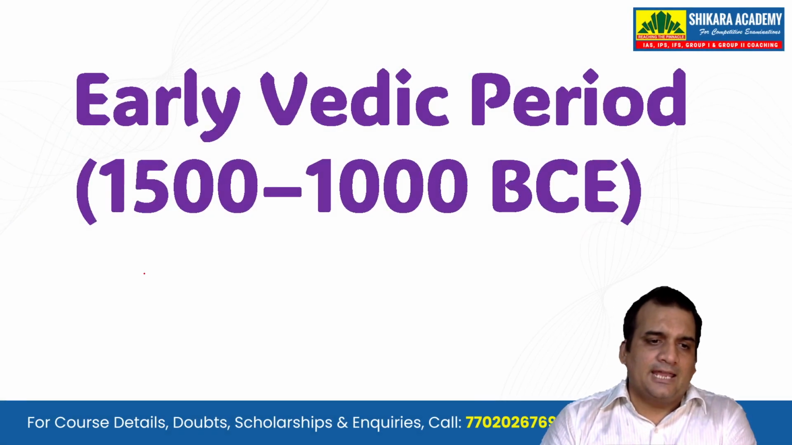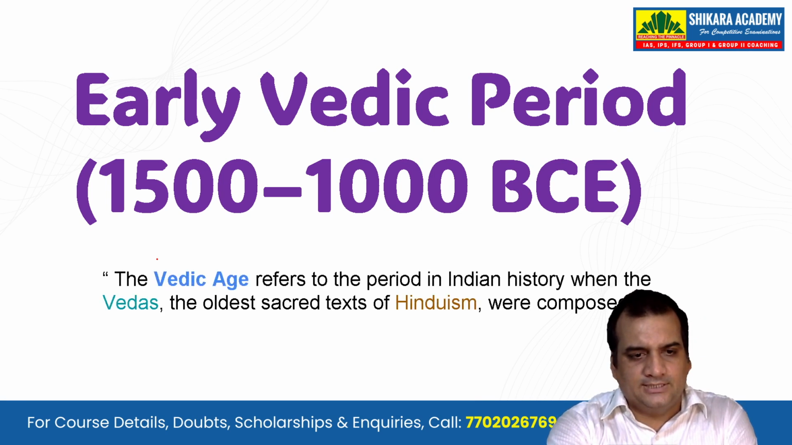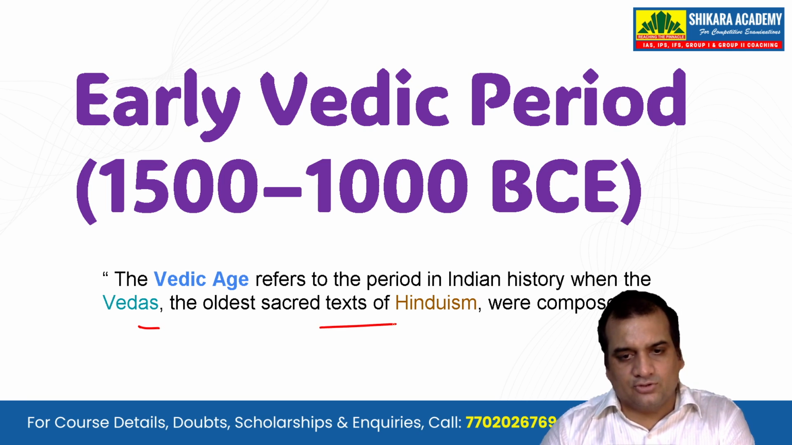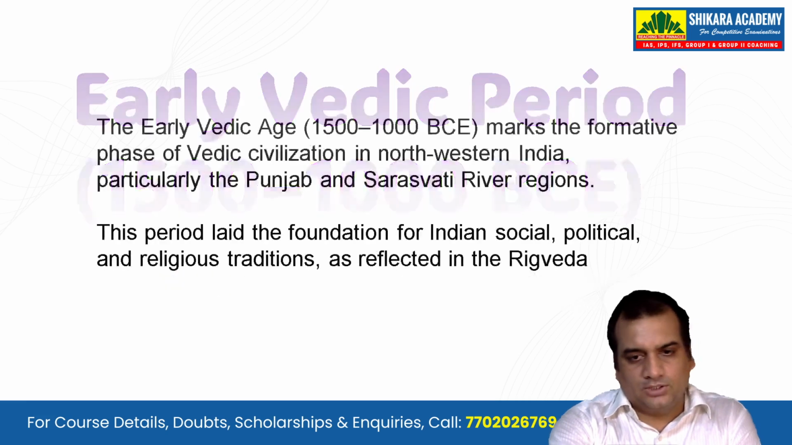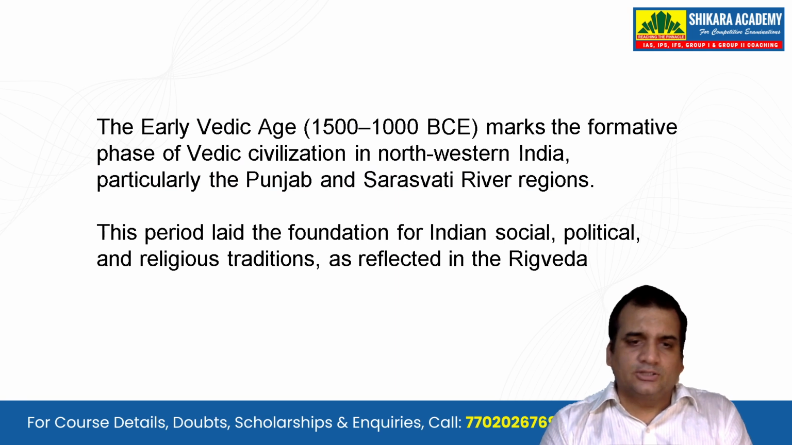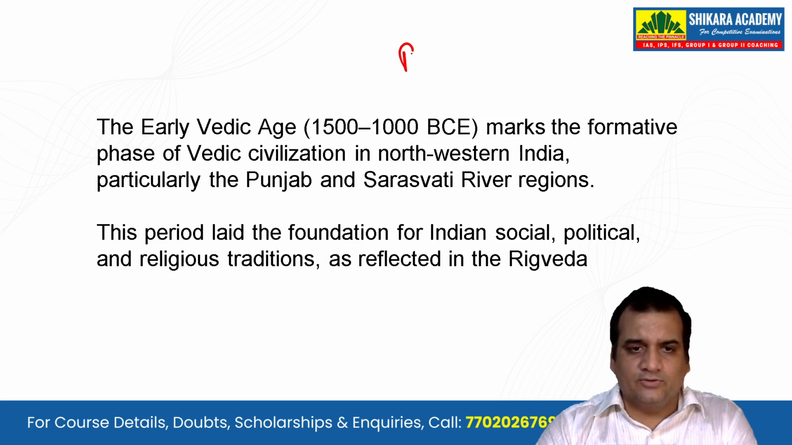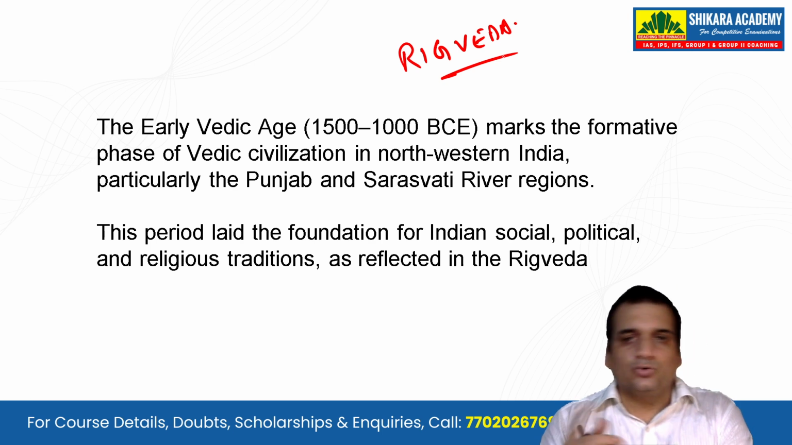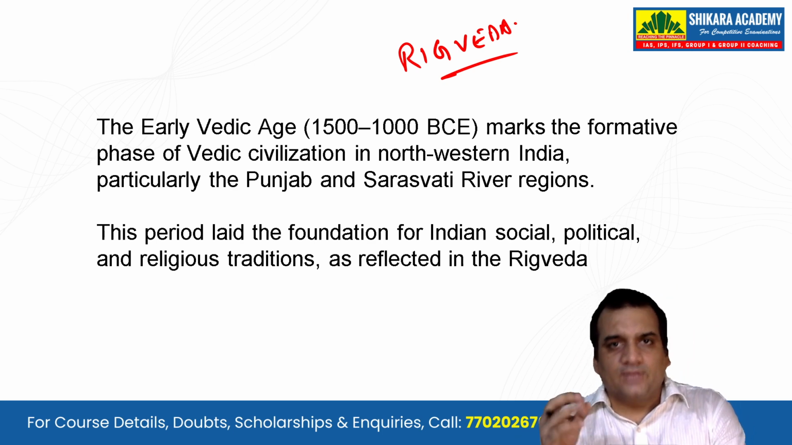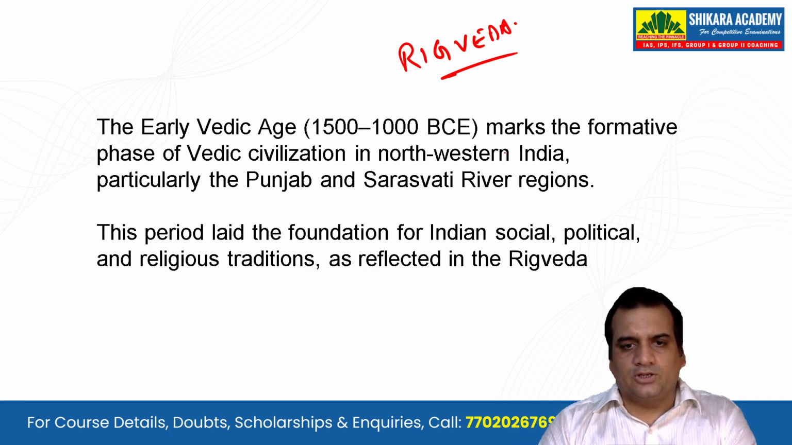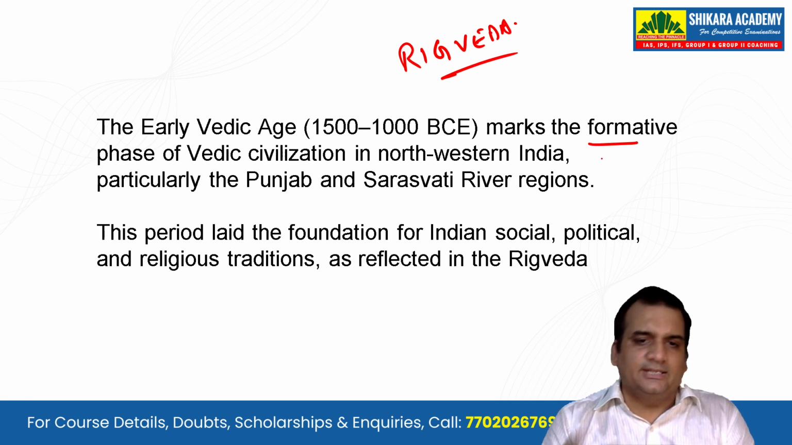So let's see this time period, which is from 1500 to 1000 BC, that's before the Common Era. The Vedic age refers to the period in Indian history when the Vedas, the oldest sacred texts of Hinduism, were composed. The oldest one is the Rig Veda. Along with the Rig Veda there are three others, four in total: Rig Veda, Yajur Veda, Atharva Veda and the Sama Veda. The early Vedic age from 1500 to 1000 BC marks the formative phase of Vedic civilization, guys.